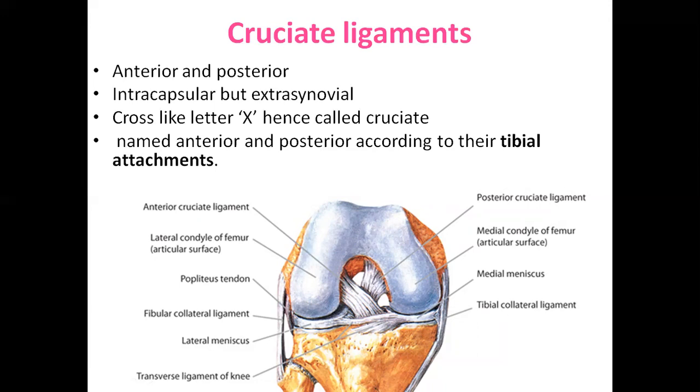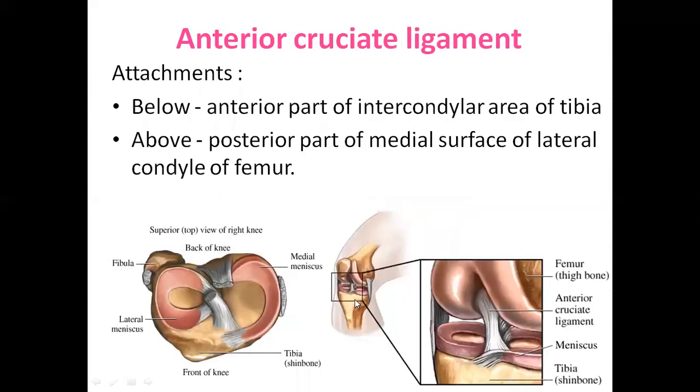Basically ligaments are nothing but thickenings over the capsule. But these are the ligaments which are found inside the capsule. Please remember, these are intracapsular but extrasynovial, outside the synovial membrane. So they cross like letter X, hence they are called cruciate ligaments. In front it is named as anterior cruciate ligament. Behind they are named as posterior, according to their tibial attachments, not the femoral, we start from tibia.